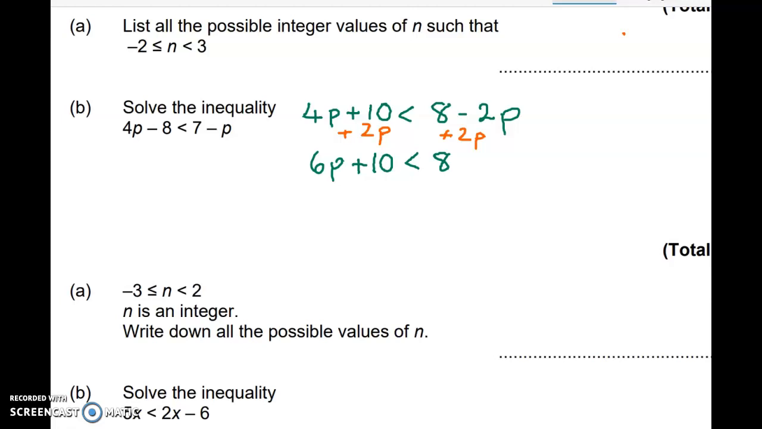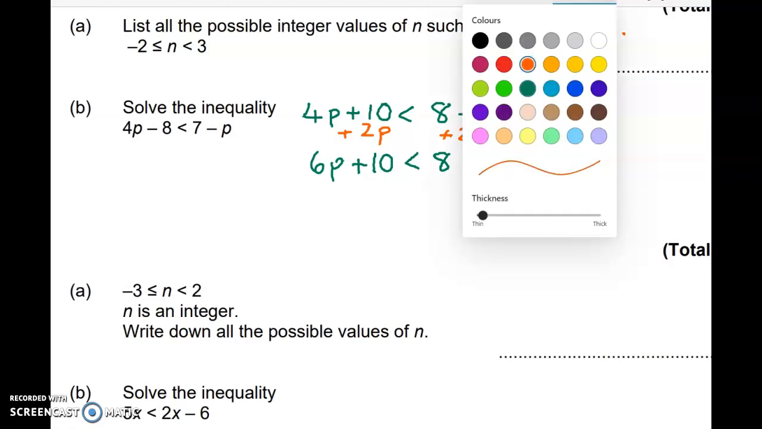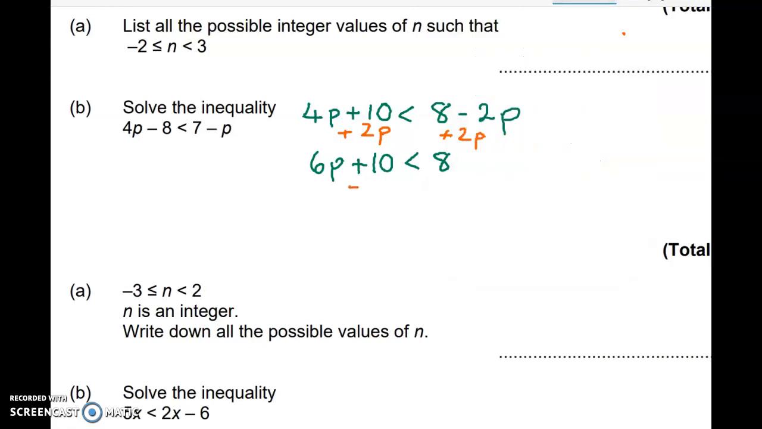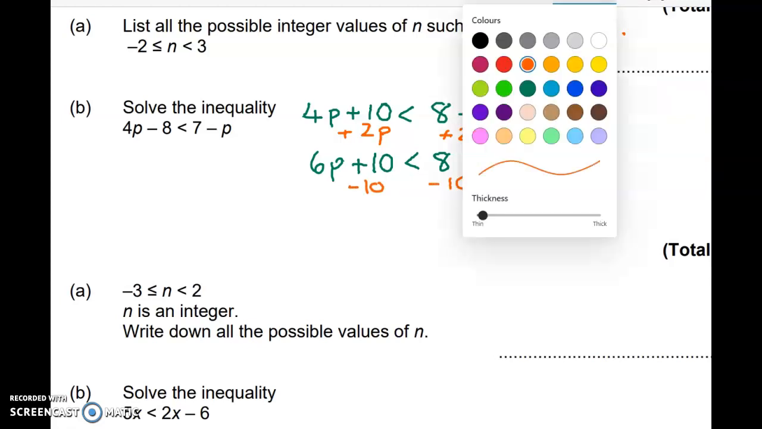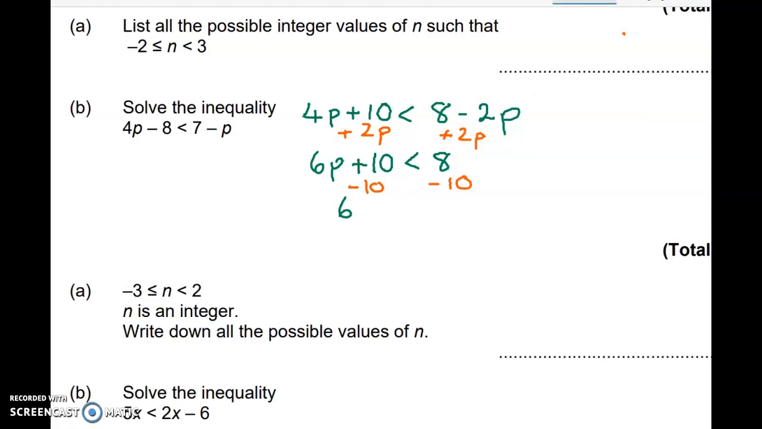Now we've got the p's on one side. I know that my p's is going to be this side, so I'm now going to undo the plus 10, which will effectively leave me with just the p's. To undo the plus 10, I'm going to take away 10 from both sides. So I end up here with 6p is less than, because 10 minus 10 gets rid of it, 8 minus 10, which is minus 2.